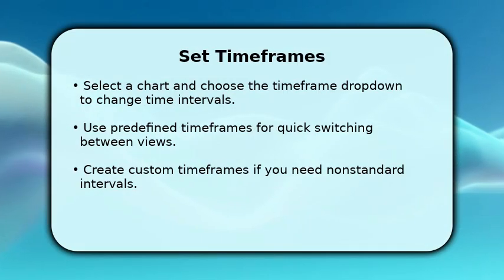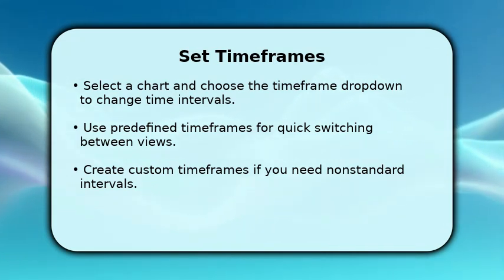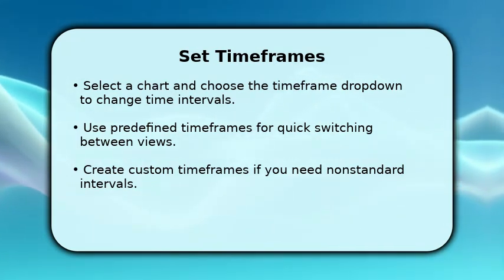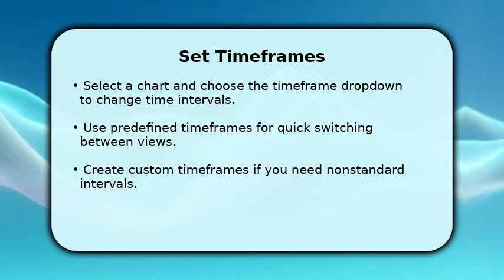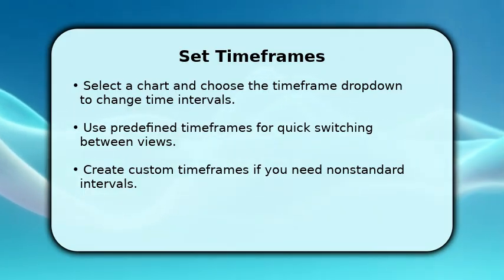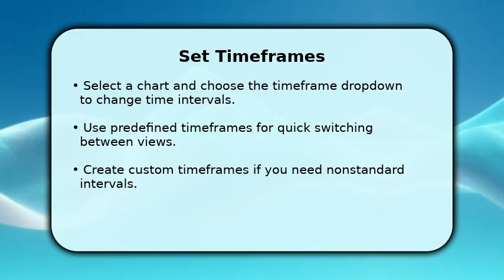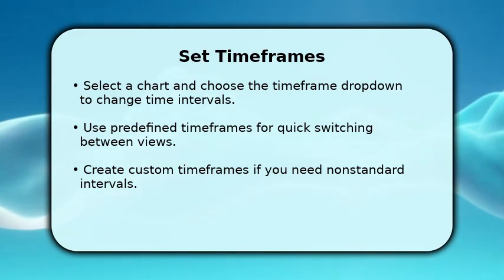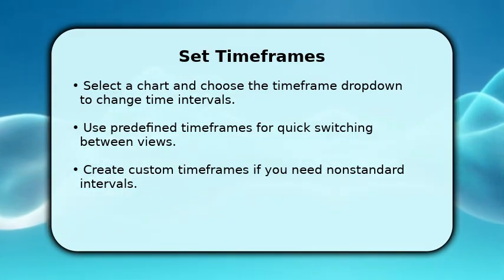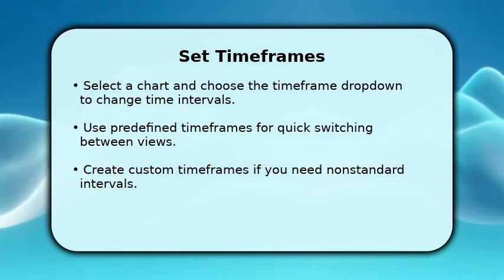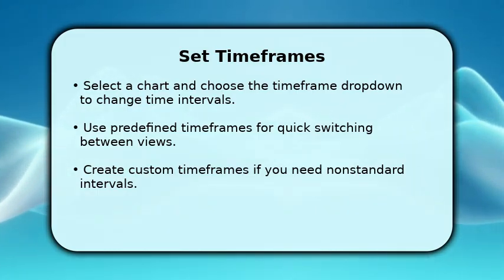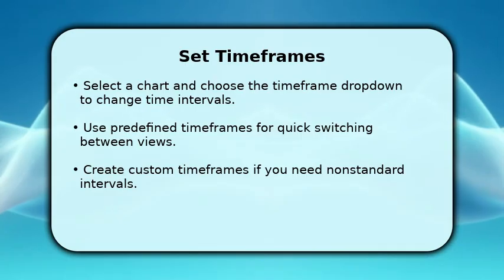To set timeframes conversationally, pick a chart and open the timeframe drop-down located on the toolbar, then click the period you prefer. For faster work, use predefined options like M1, M5, or H1, or create a custom timeframe for specific strategies. Confirm the new timeframe displays correct candle times and adjust your template if it affects indicators. Repeat across charts to keep analysis synchronized and efficient.